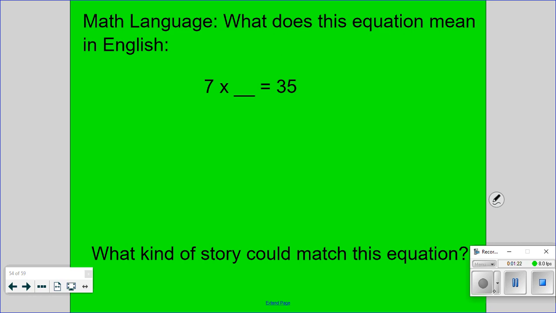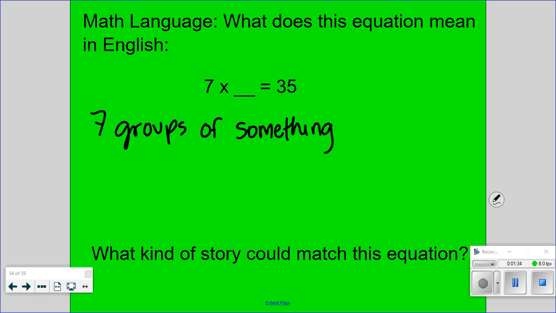Love that. I have 7 groups of something. I don't know how many to put in my groups. I have 7 groups of mystery numbers, 7 groups of question marks. But I do know that the total is 35.